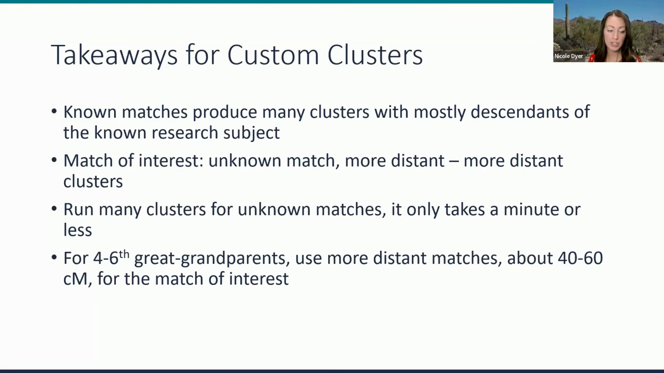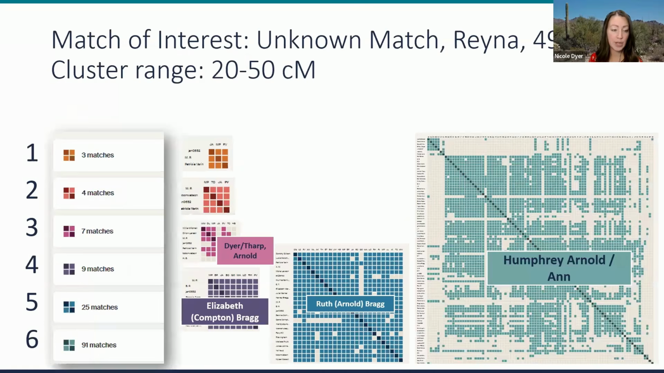So that's why I wanted to choose a cluster that I already knew. So with this one, I found these clusters using a network graph originally a few years ago. And so I knew that this particular test taker had a lot of Humphrey Arnold descendants. So I was trying to see if I could replicate finding these clusters with Ancestry custom clusters rather than a network graph. And so I was really pleased to find that, and it wasn't too difficult.